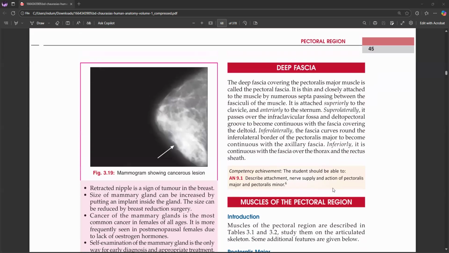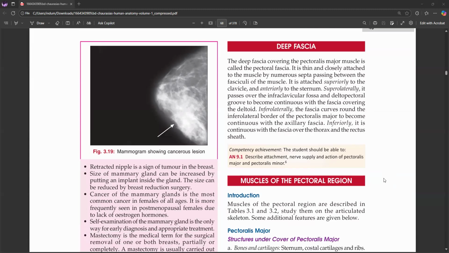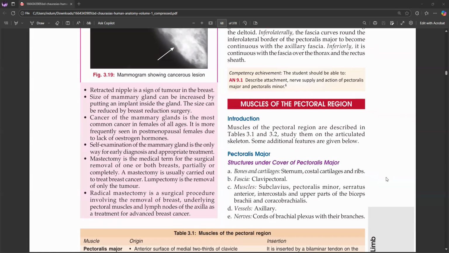Deep fascia. The deep fascia covering the pectoralis major muscle is called the pectoral fascia. It is thin and closely attached to the muscle by numerous septa passing between the fasciculi of the muscle. It is attached superiorly to the clavicle and anteriorly to the sternum. Superior-laterally, it passes over the infraclavicular fossa and deltopectoral groove to become continuous with the fascia covering the deltoid. Inferior-laterally, the fascia curves round the inferior lateral border of the pectoralis major to become continuous with the axillary fascia. Inferiorly, it is continuous with the fascia over the thorax and the rectus sheath.